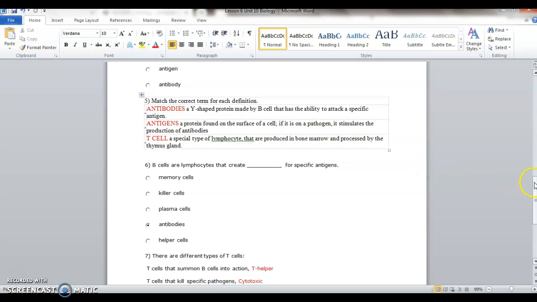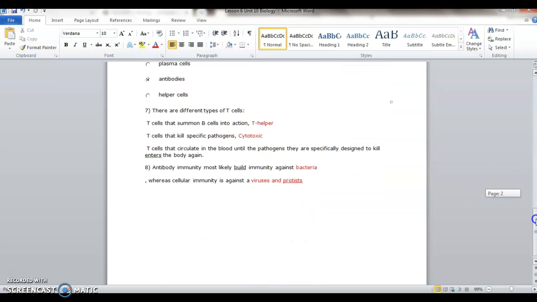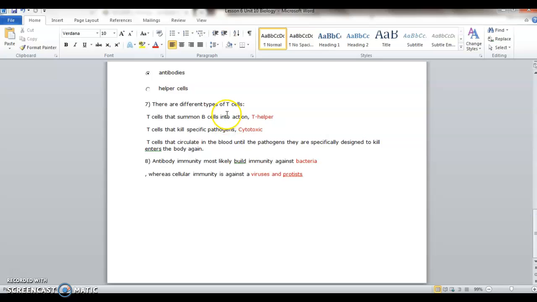Number 6, B cells are lymphocytes that create blank for specific antigens, which creates antibodies. There are different types of T cells. We have the T helper that summons the B cells into action. And then we have cytotoxic cells, which kill specific pathogens. And then number 8, antibody immunity most likely builds immunity against bacteria, whereas cellular immunity is against a virus or a protist.